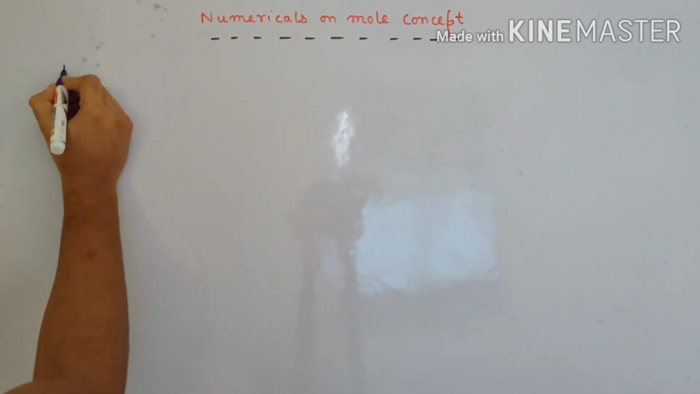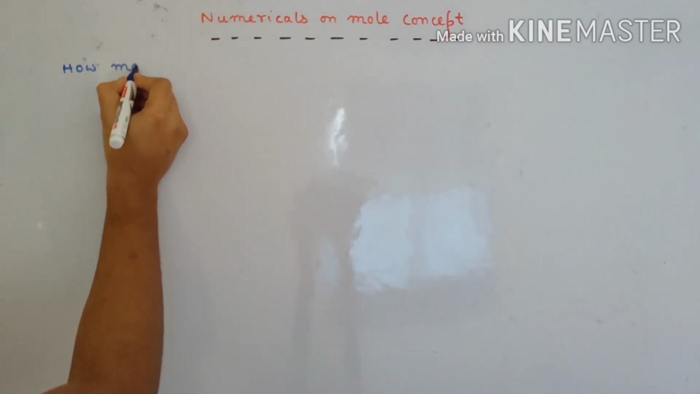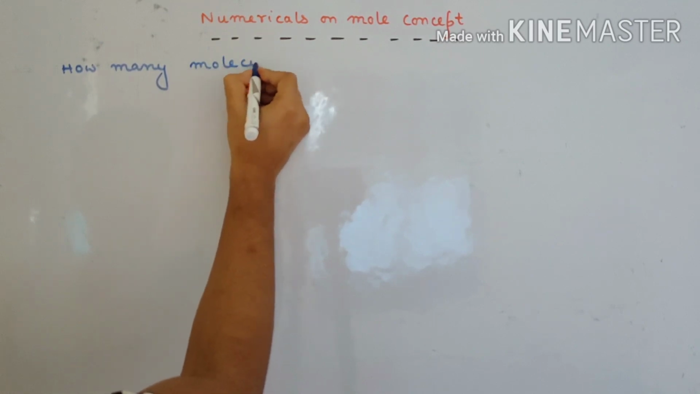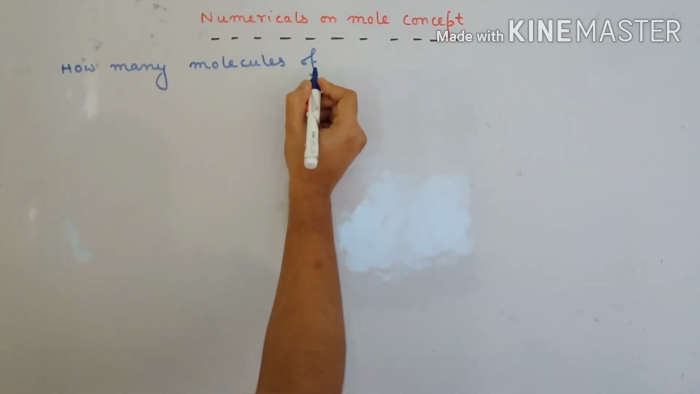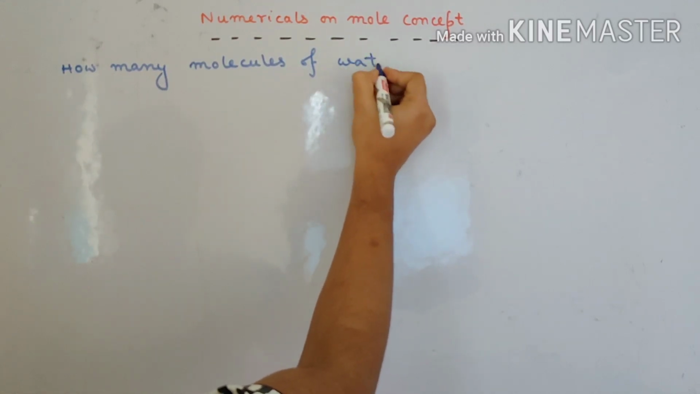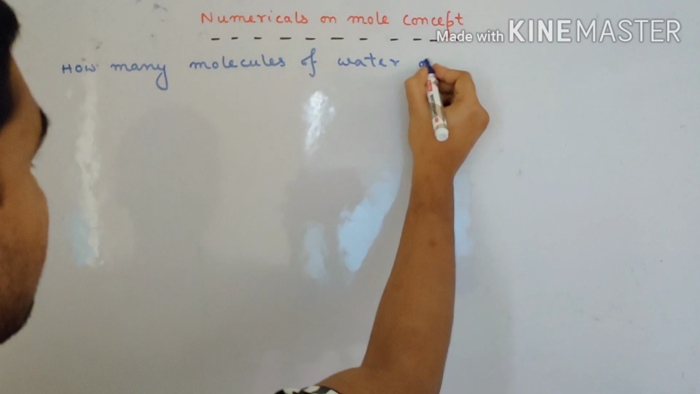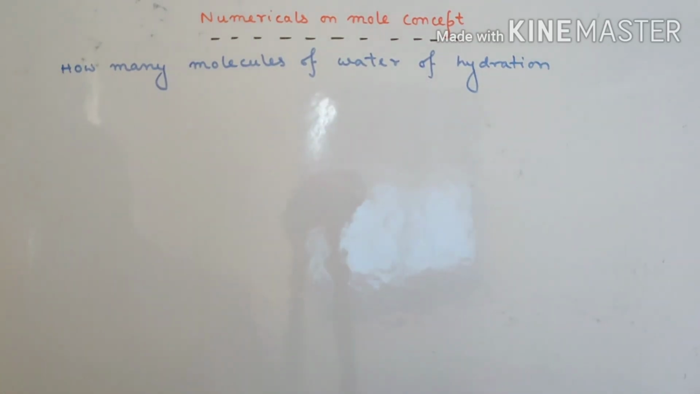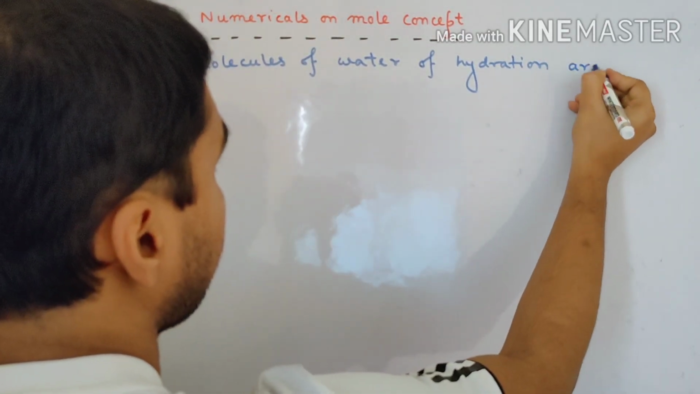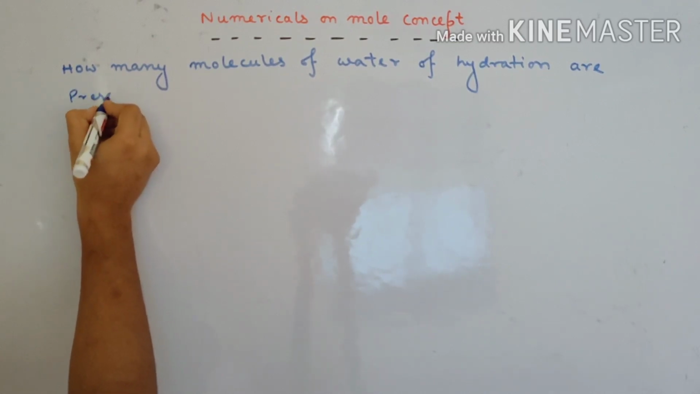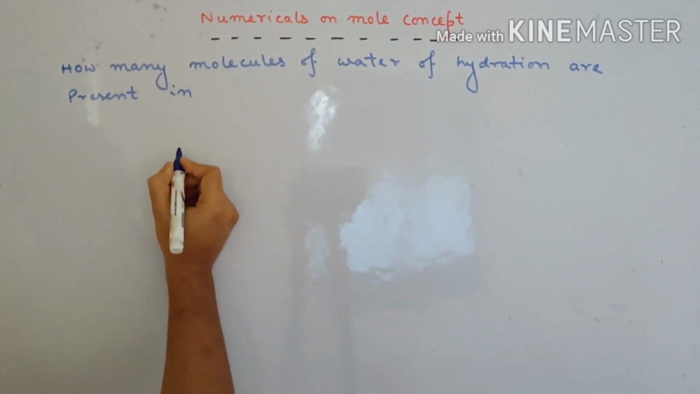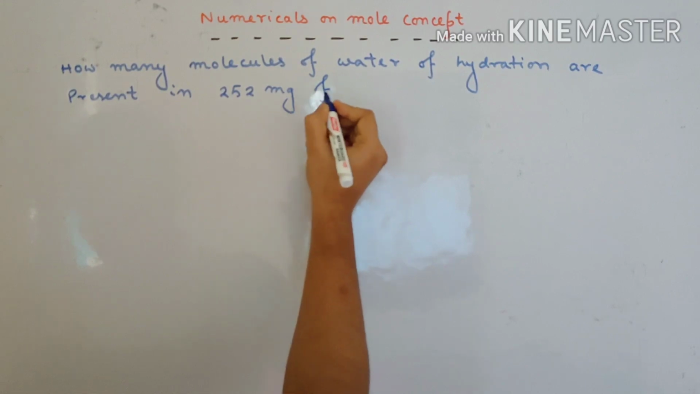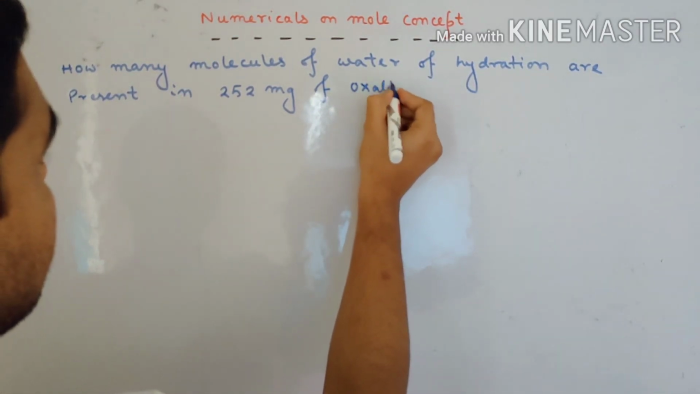So the first question for today goes like this: how many molecules of water of hydration are present in 252 milligram of oxalic acid?